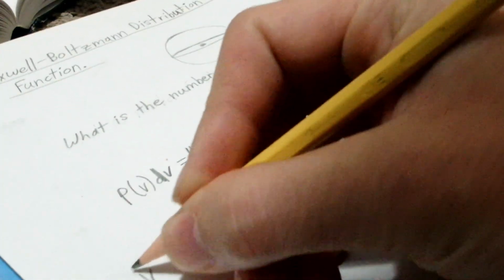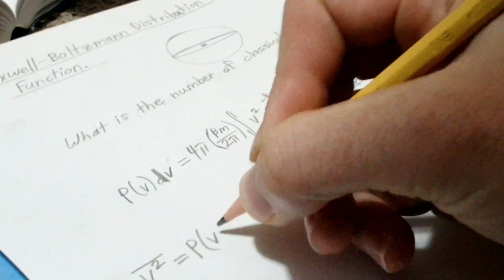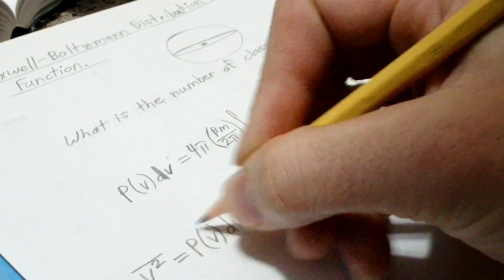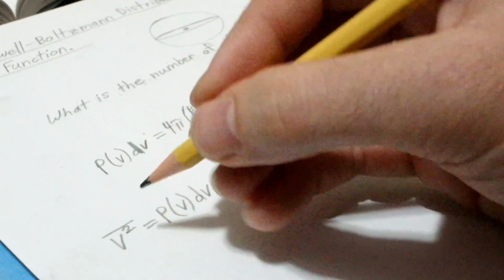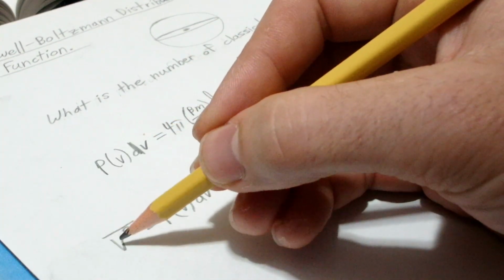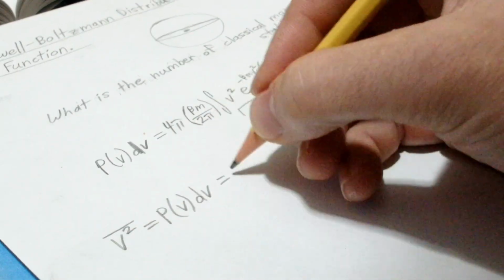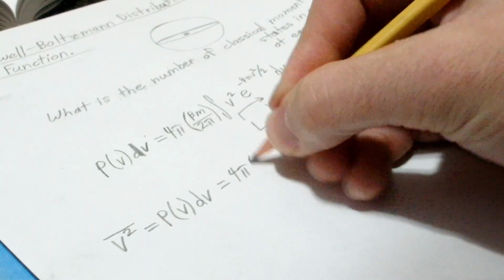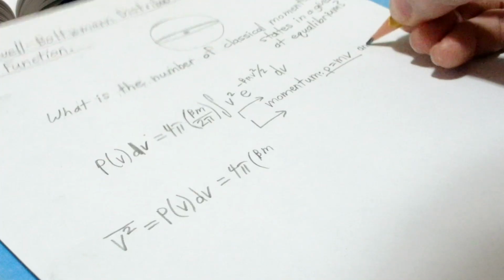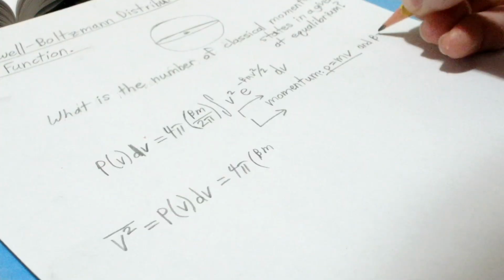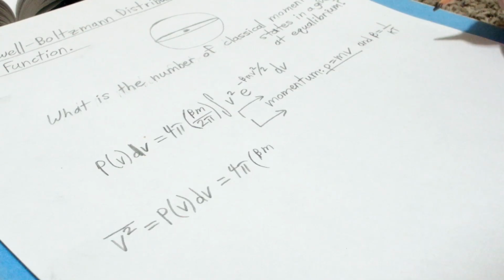And our distribution, the probability density, is equal to this v squared average. The line up here means average. It's taking the average of the velocity squared. Oh, and also beta is equal to 1 over kT, where k is Boltzmann's constant and T is temperature.